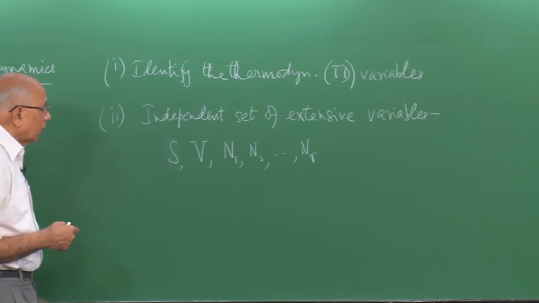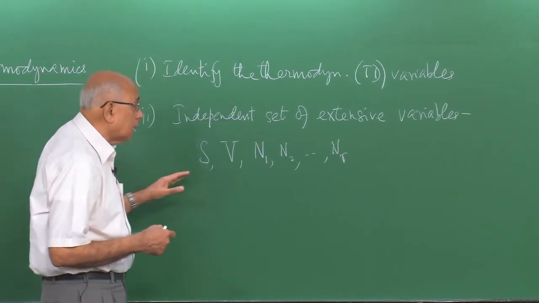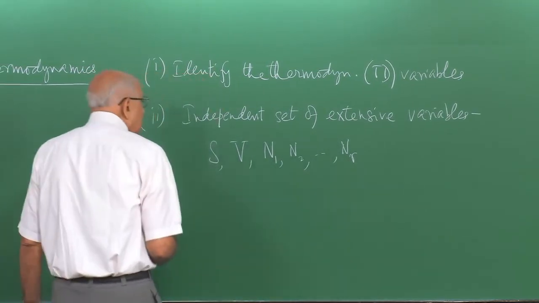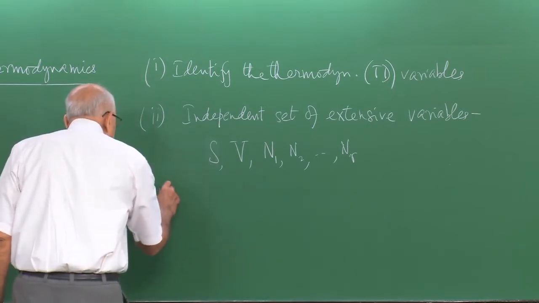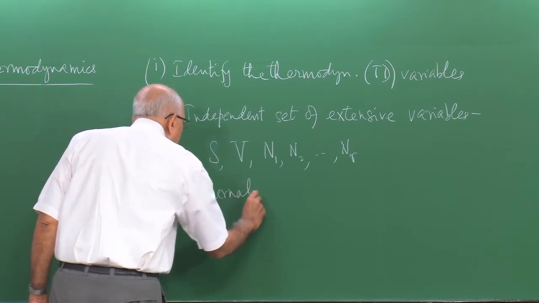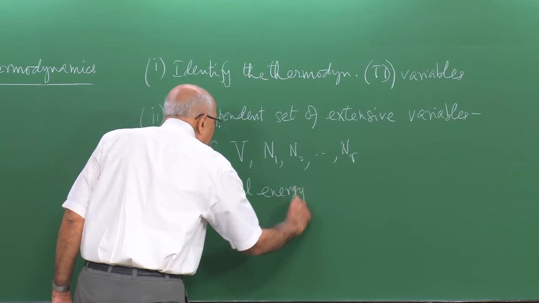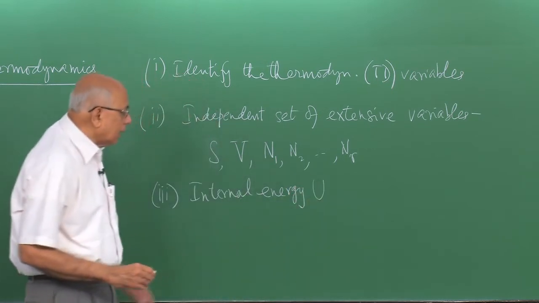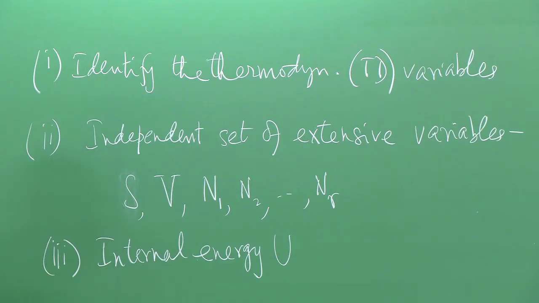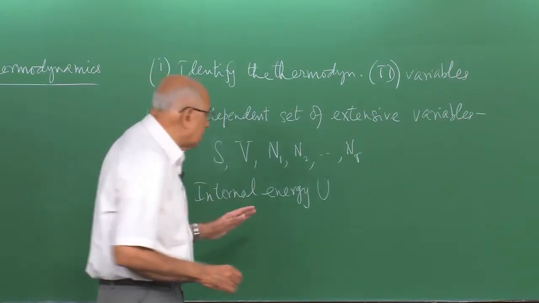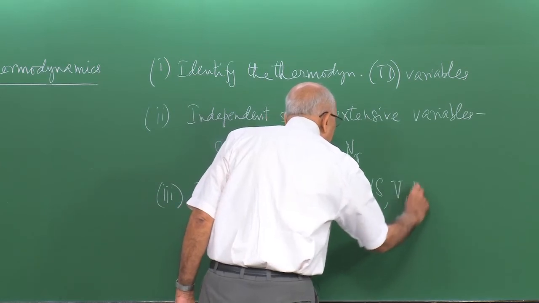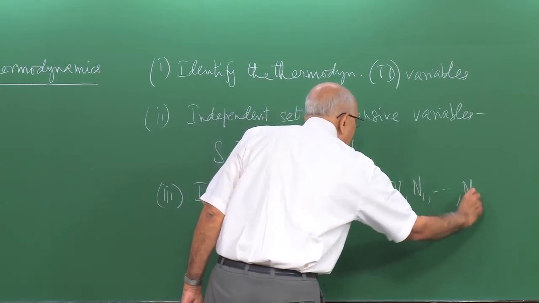Okay. Now given this set of variables, the idea is that you form what is called an energy function out of this. So we have a basic quantity called the internal energy of the system. One should use a symbol like E for it, as I have done on occasion, but use the standard thermodynamic symbol, the internal energy U of the system, and this is a function of all these variables in general.